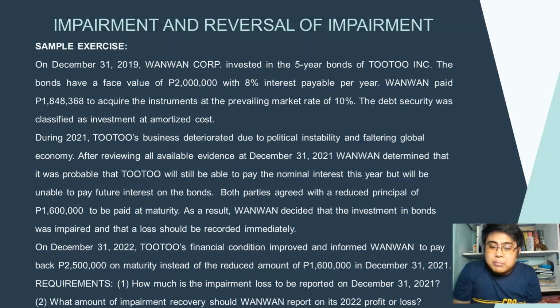Okay, in December 31, 2021, therefore, we will compute the amount of impairment recovery that 1-1 should report on its 2022 profit or loss. Kaya naman, that would be the requirements as you read it below. Okay, so again, i-screenshot mo na yung exercise kasi medyo mahaba. And then, let us proceed. Let us answer requirement number 1. How much is the impairment loss on December 31, 2021? That is 2 years after.